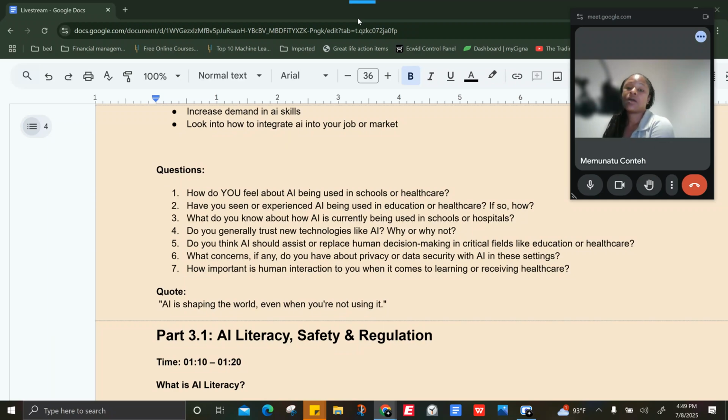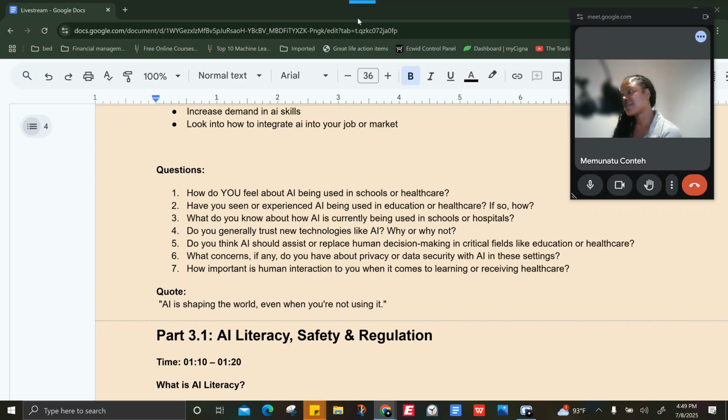What do you think? If you don't have a child, think of your niece, your nephew, your sister, your brother. What concerns do you have about privacy or data security with AI in this setting? Do you have any concerns? Do you care if AI, when you give it your information, sells it to other companies? Do you want it to? Do you not care as long as you get free usage of the AI? Do you think they're training the AI on your data, even if you're paying for it?